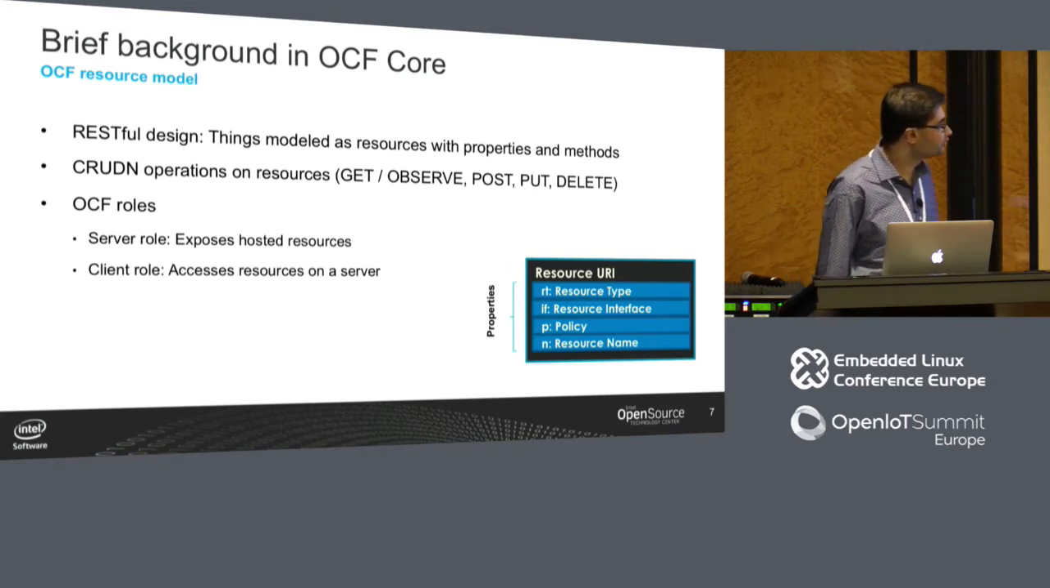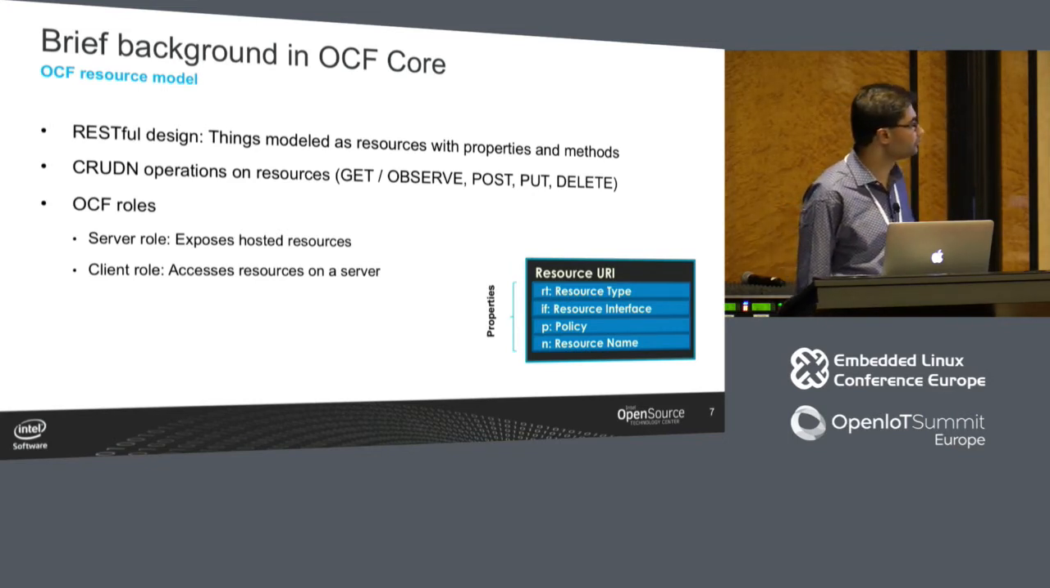Resources are defined with a common set of properties. Resource URI points to a specific physical object. It has a friendly name, a name property. Resources also have one or more types or interfaces. A type is sort of self-explanatory. It could be a light or a fan, and they have specific names designating those types.